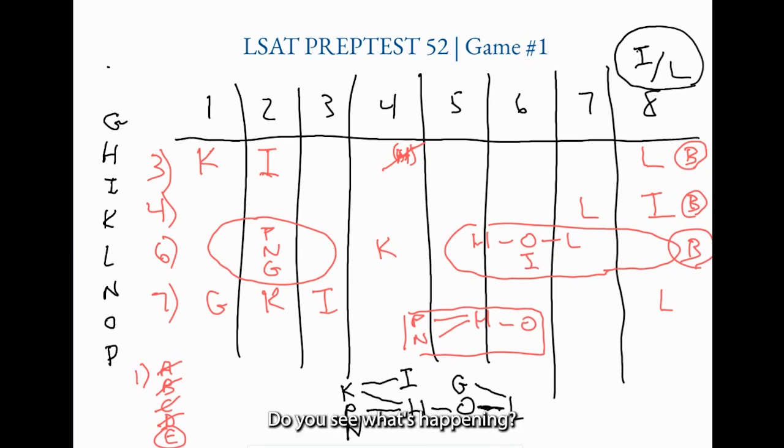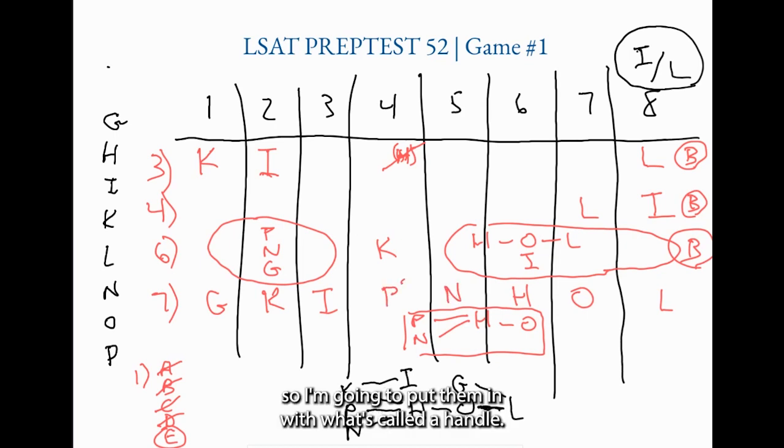Do you see what's happening? H and O actually are locked in as well because they both must follow P and N. And H must go before O. There's nowhere else for them to go except spots 6 and 7. P and N have to go before H, but we don't know their order.